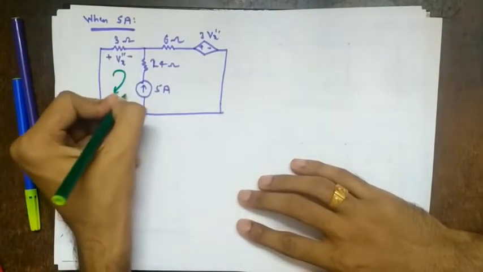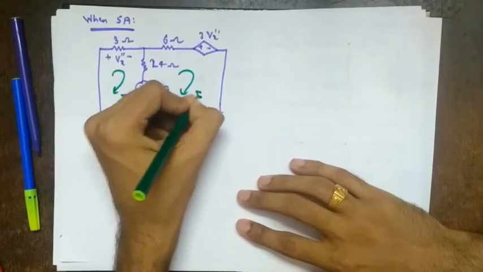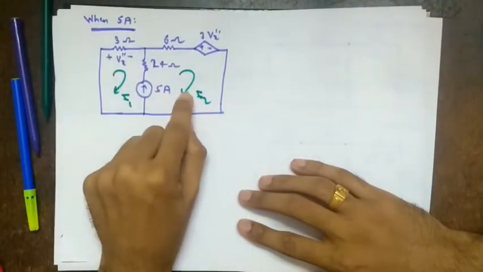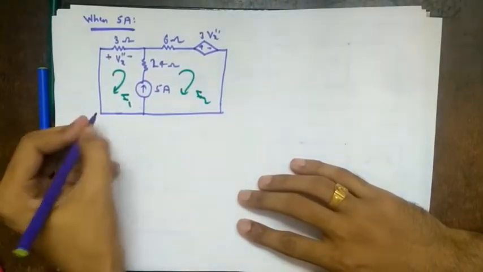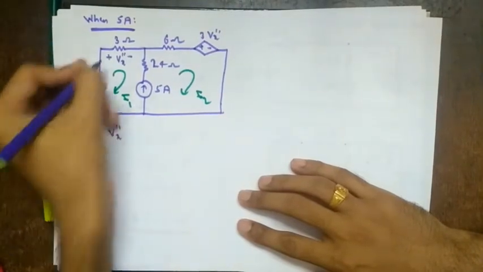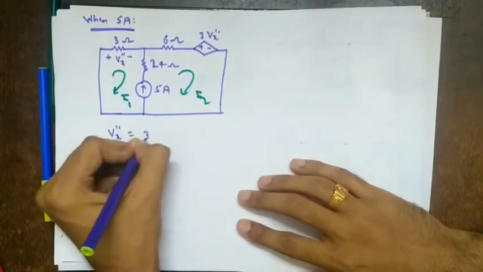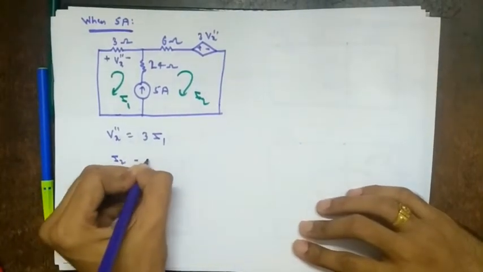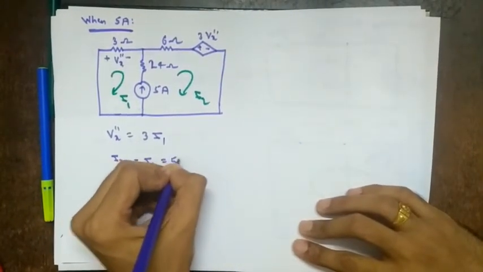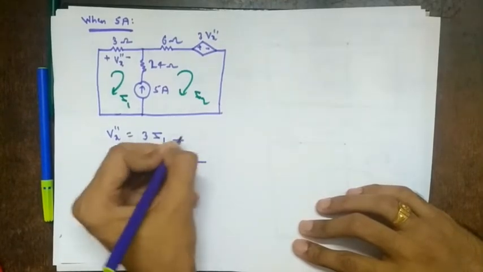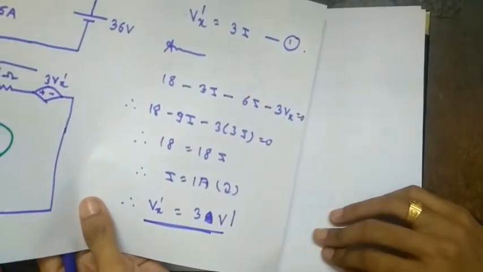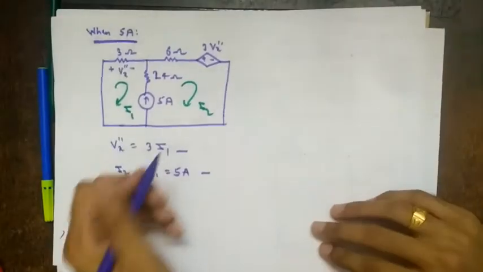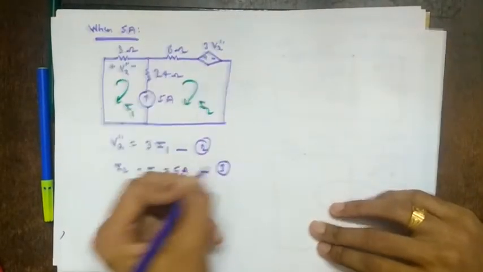So let's assume again currents I1, I2. You see this is the sum of super mesh, so this and this direction is the same. So what will we get? Before that we'll write Vx double prime plus to minus. So again plus 3I1. And then by super mesh I2 minus I1 equal to 5 amperes. Equation number 1, this is 2, this is 3.